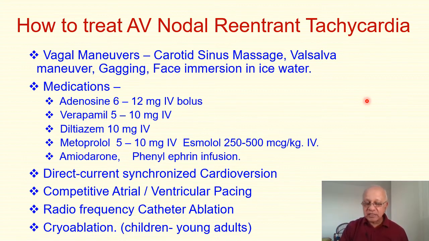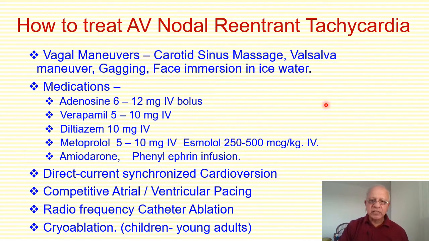aquatic mammals like the seal, etc., where when they dive into the water, suddenly exposure to ice cold water in the sea, it reduces their heart rate, so that when they are underwater, their heart doesn't use much of oxygen. So that is actually a protective phenomenon for those animals. That is also used here as a reflex vagal maneuver to abort this tachycardia.